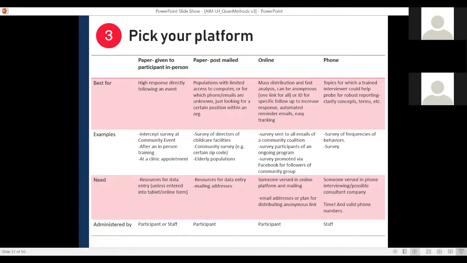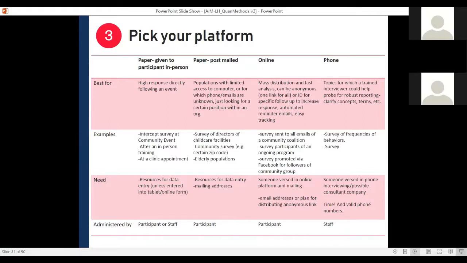And then a paper survey that you would mail to people, post office mail. This would be something where you have limited contact information. It could just be that you're trying to survey a zip code area, so you don't have people's names or their contact information other than a list of addresses that you can send mail to. It could also be that you are interested in a certain position within an organization. Say you know where the child care facilities are in your community, and you just want to survey the directors of each of those, so you can send that. That would be good for a mailed paper survey.